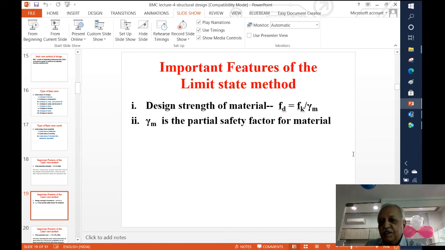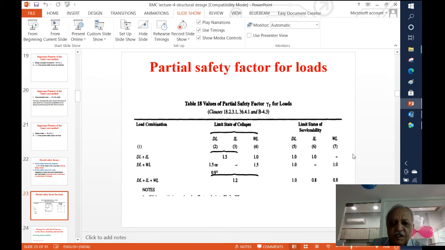Now I am using in limit state method a partial safety factor. So that I will say that okay, this is my cube strength, the crushing strength, but I don't want to design my structure for that crushing strength. I will use some partial safety factor for that, and that partial safety factor is given by the codes of practice. So we say that as far as the codes of practice are concerned, we have got the partial safety factors for limit state of collapse.